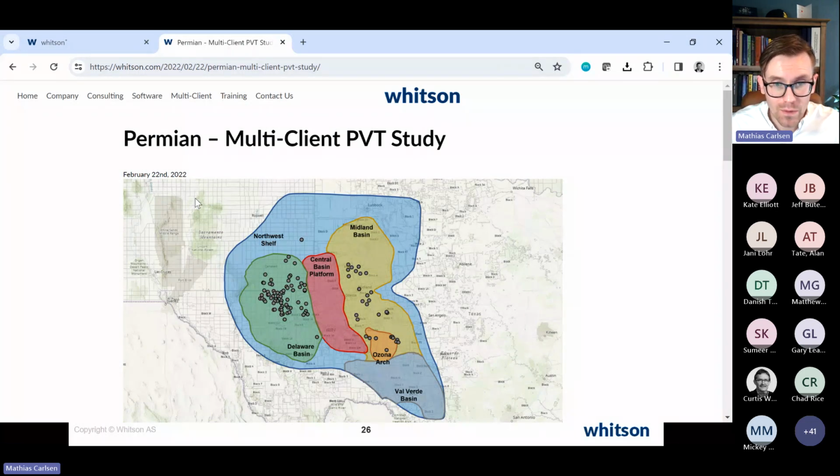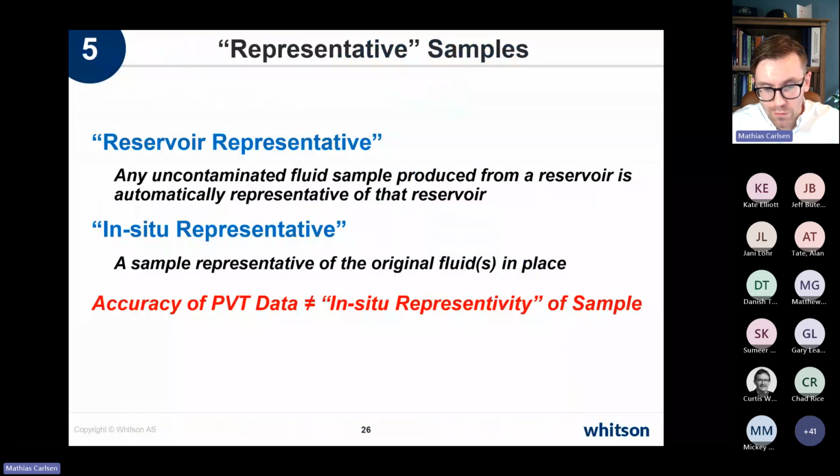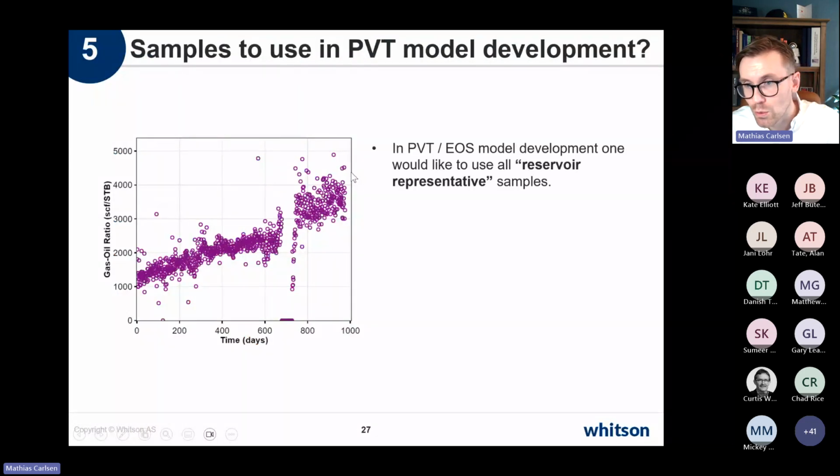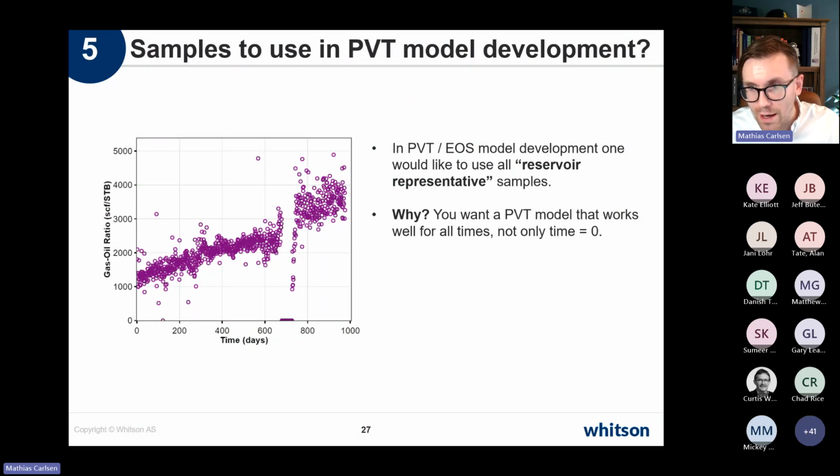And why would you like to have both in your data set? Well, if you look at how your producing GOR is changing over time, you will see that you don't want to only have a PVT model that's representative for when time is equal to 0.